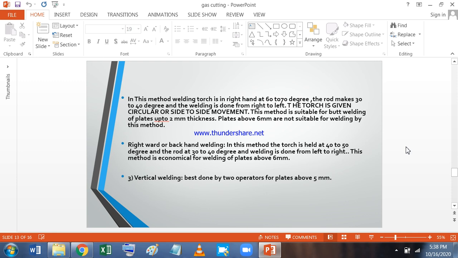There is another method which is called vertical welding, but vertical welding in the case of gas welding is best done by two operators for plates above 5 mm. That means two operators are welding from both sides of the plate simultaneously.